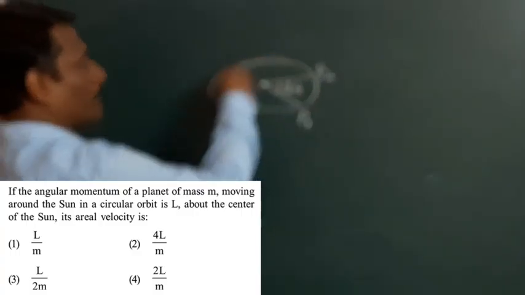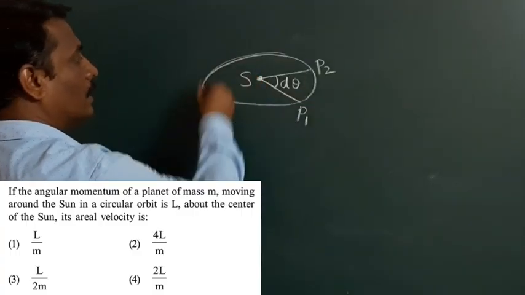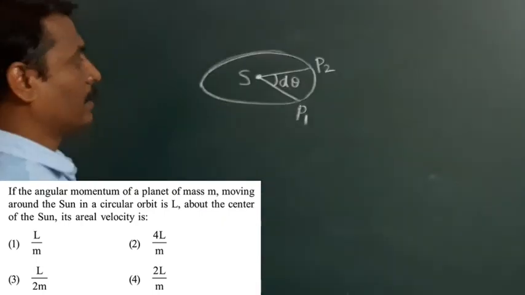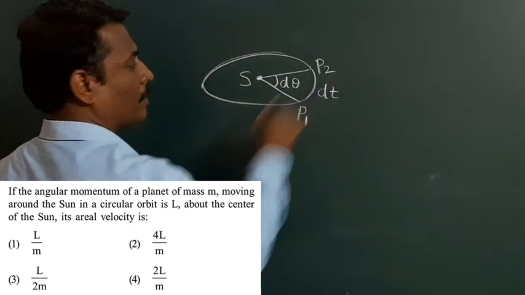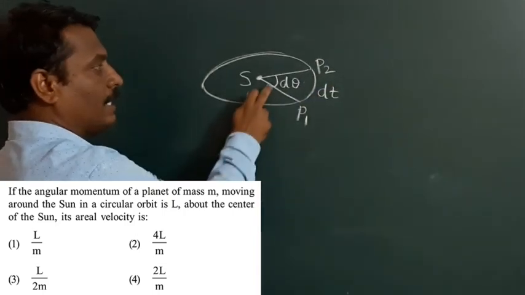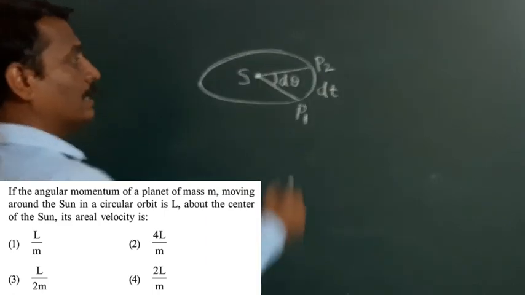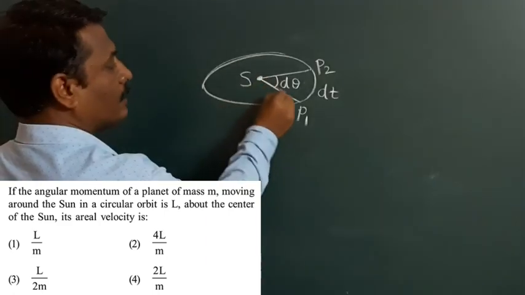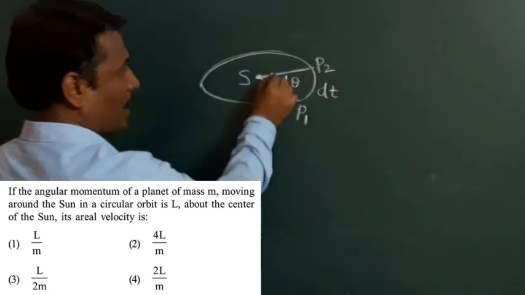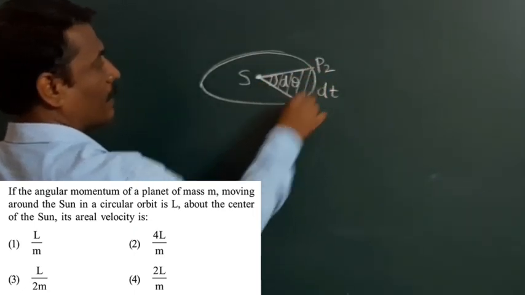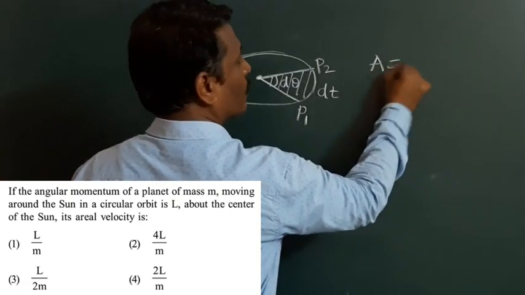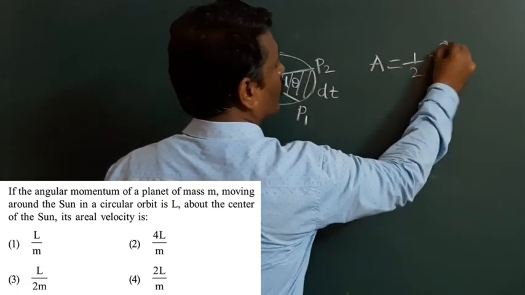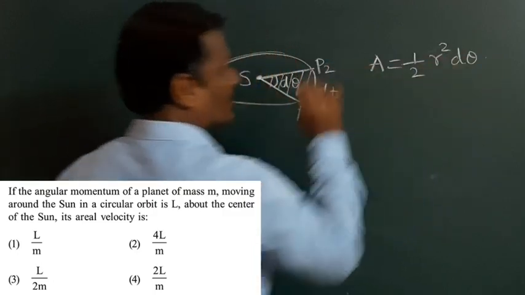Consider a planet moving around the sun in an elliptical orbit. Suppose the planet moves from P1 to P2 in time dt, describing an angle d theta at the center. Then the area swept by the radius vector of the planet is given by A is equal to 1 by 2 r square d theta. So this is the area covered by the planet.